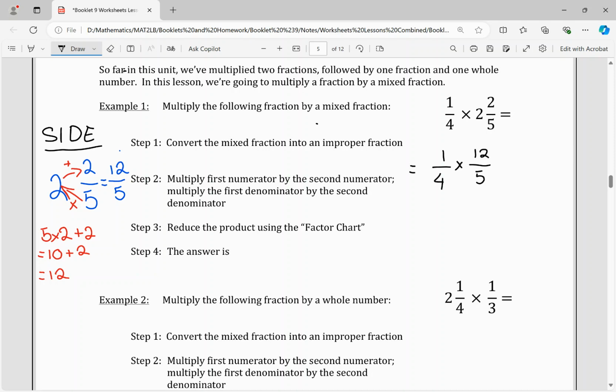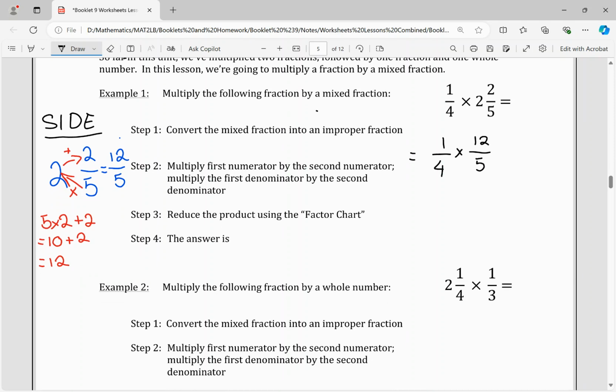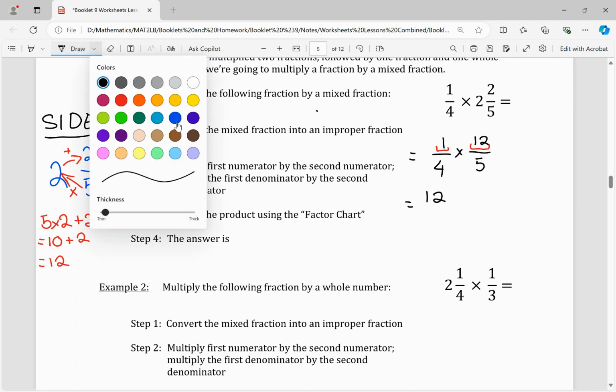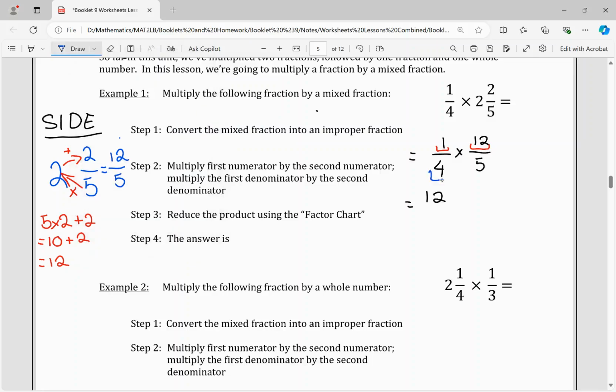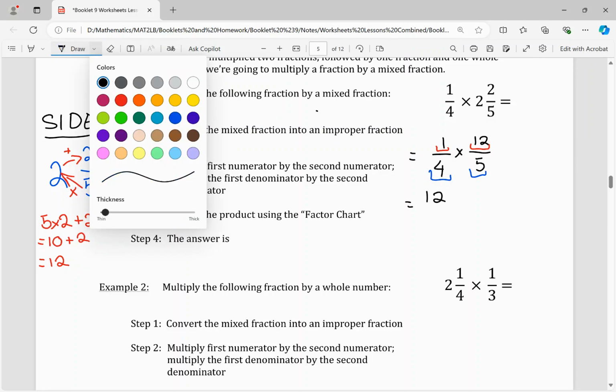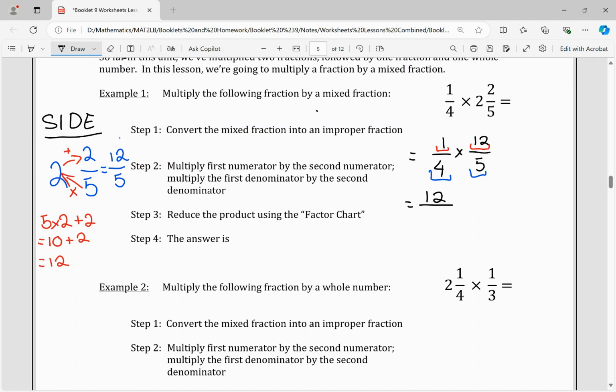And we can handle this multiplication just like we have every other one in the past. We're going to multiply the two numerators together, 1 and 12. And 1 times 12 is 12. Then we're going to multiply the two denominators together, 4 and 5. And 4 times 5 is 20.